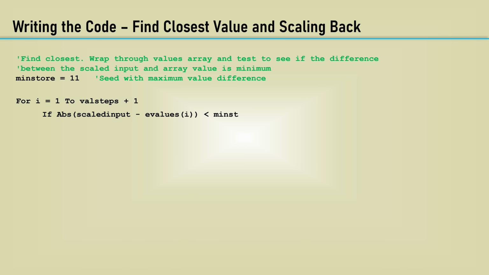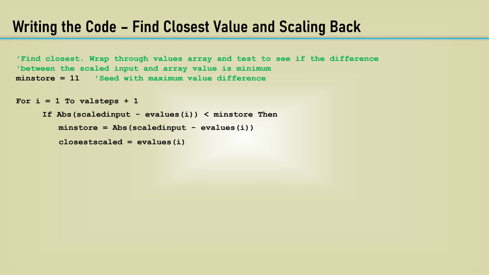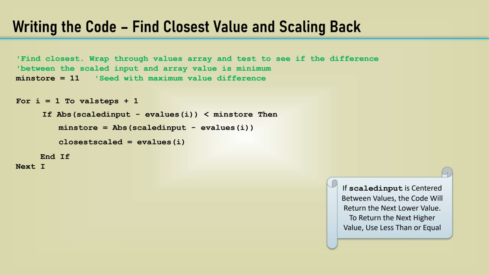The difference is taken between the scaled input and the current value in the eValues array. The absolute value is used because we don't care about whether the difference is positive or negative. If that is less than the previous minStore, the new minStore is equal to the absolute value of that difference, and the closest scaled is made equal to the value in that array. Endif and nextI. If scaled input is centered between values, the code will return the next lower value.